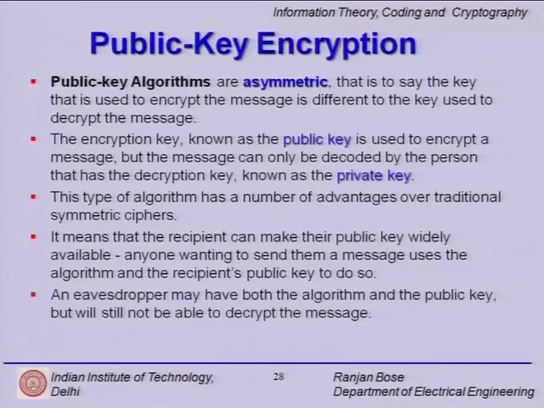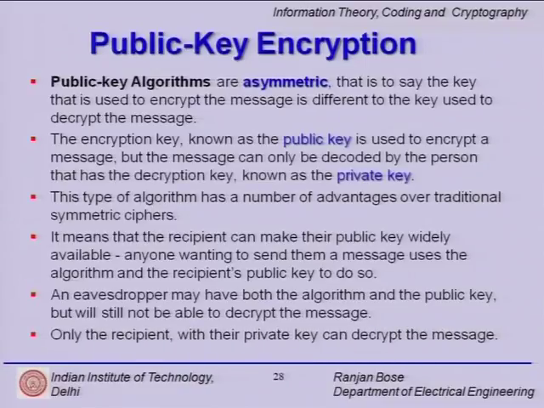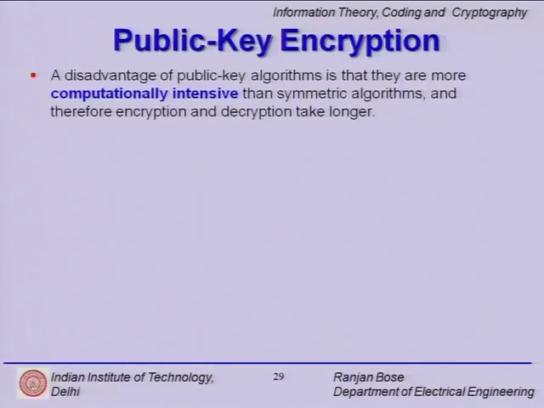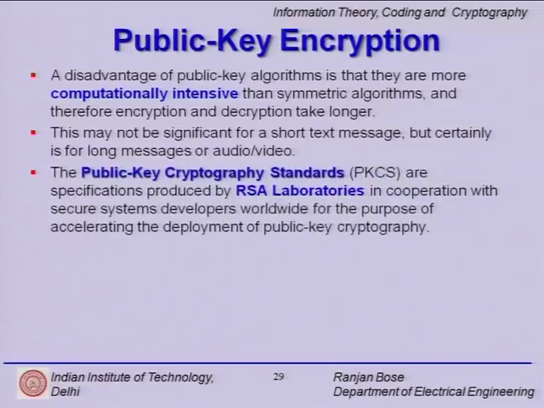The basic idea is that the recipient can make his or her public key available widely, and anybody who wants to send a message can use the public key to encode and send, whereas it can only be opened by the private key. So, only the intended recipient, the legitimate receiver with the private key, can decrypt the message. The disadvantage of public key algorithms is that they are more computationally intensive. So, it is okay for short messages and key exchange, but not for large volumes of messages.